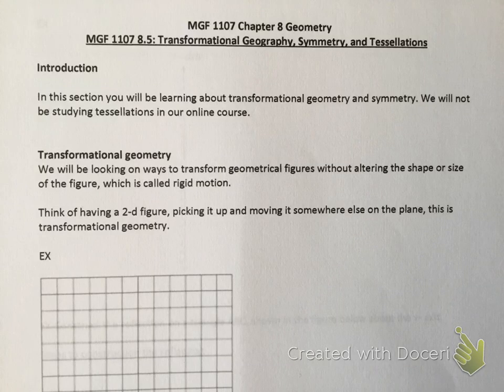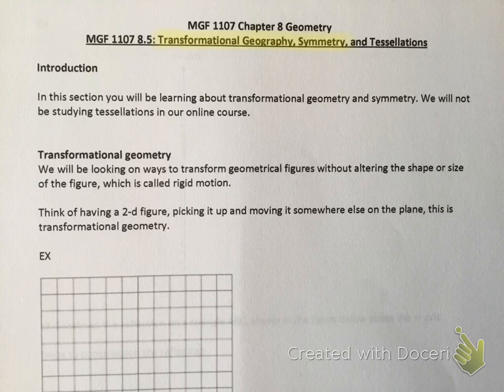Right, this is MGF 1107, Chapter 8, Geometry. The first section we're going to look at is 8.5, Transformational Geometry, Symmetry, and Tessellations. In this section, we're basically just going to be focusing on the transformational geometry and symmetry. The tessellation, if you choose to do the extra credit assignment, then you'll learn about that.